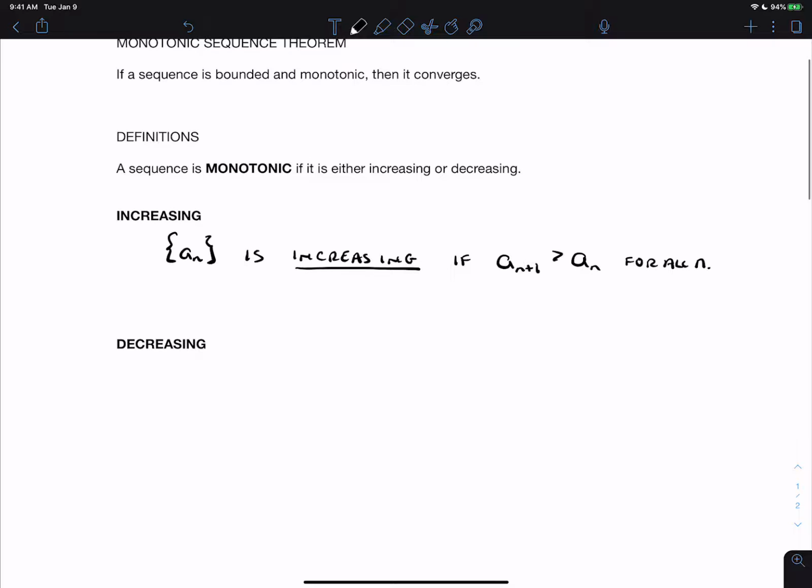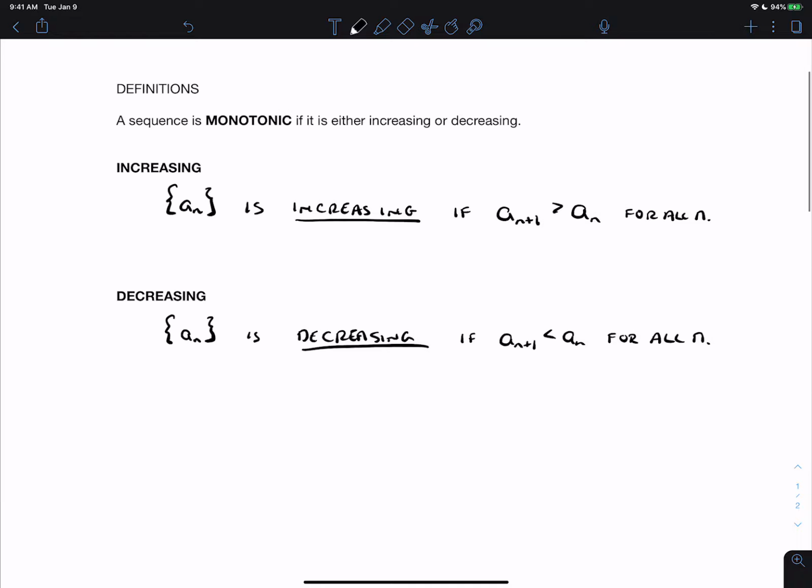And a sequence a_n is decreasing if a_(n+1) is less than a_n for all n, just meaning the next term is smaller than the one before it. In a lot of proofs, we'll only be concerned with large n, so we may make a proof that a sequence is monotonic for large n, just meaning that it's increasing once n is large enough, or it's decreasing once n is large enough.